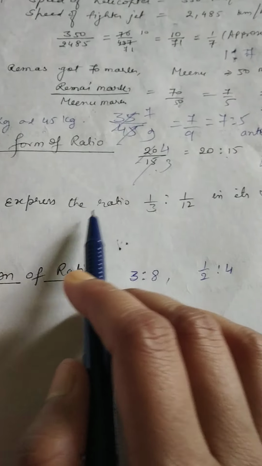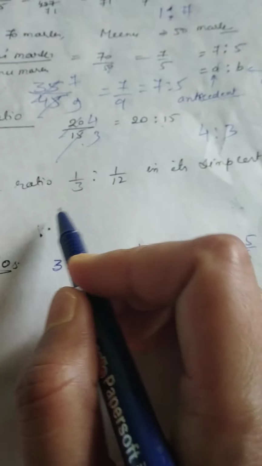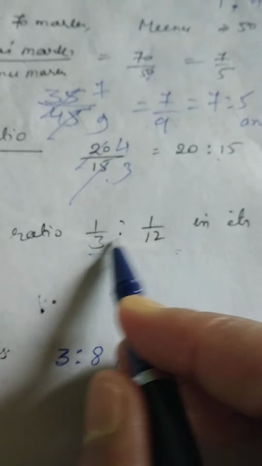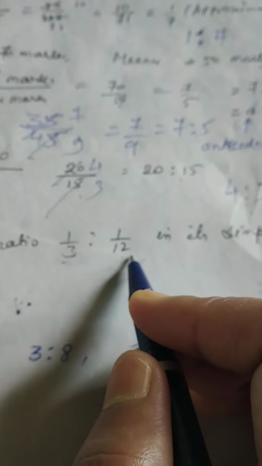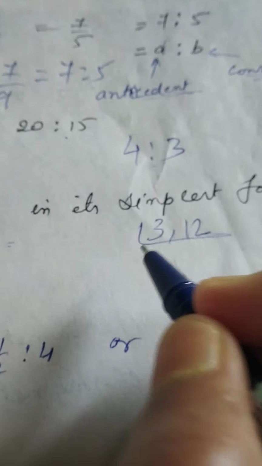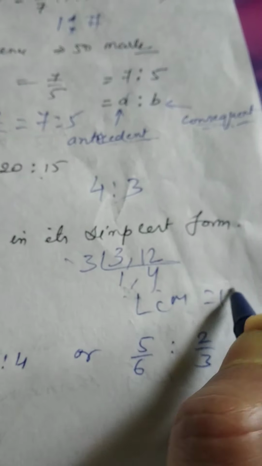Let's see this. Express the ratio 1/3:1/12 in its simplest form. You have to express this in simplest form. So how you will change this in simplest form? 1/3 and 1/12. This ratio is given in fractional form. So first of all, your first work is to take out the LCM of its denominators, 3 and 12. What will be the LCM? 3 1s are 3, 3 4s are 12. We will get the LCM 12.